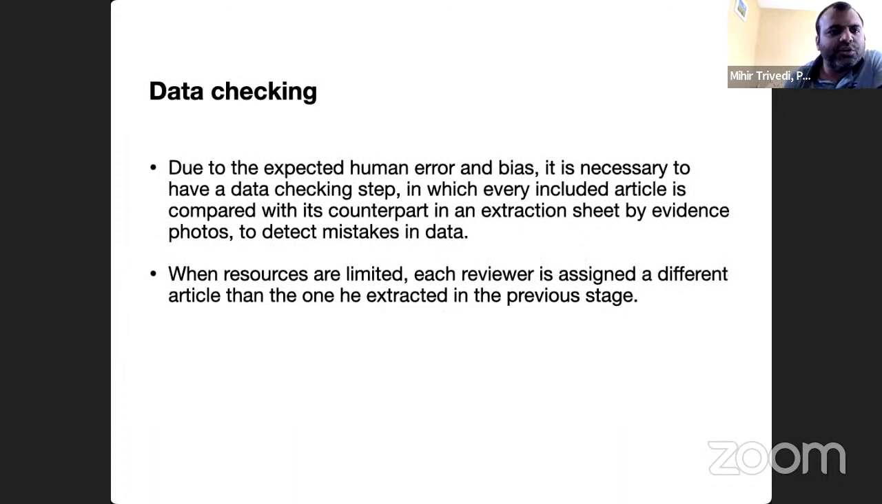Data checking. Due to the expected human error and bias, it is necessary to have a data checking step in which every included article is compared with its counterpart in the extraction sheet by eyeballing to detect mistakes in data. When resources are limited, each reviewer is assigned a different article than the one he or she extracted in the previous stage.